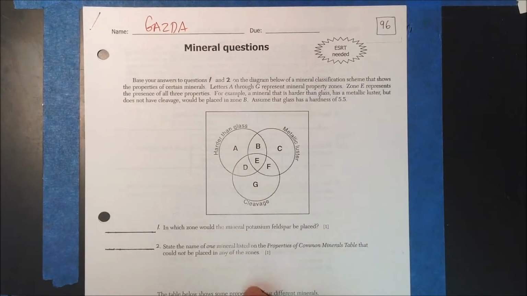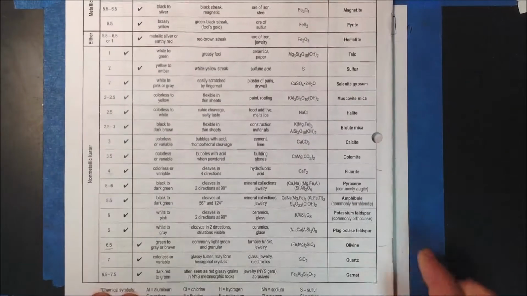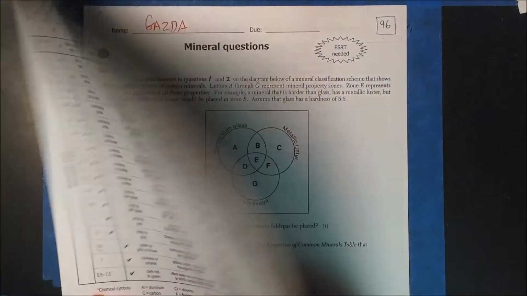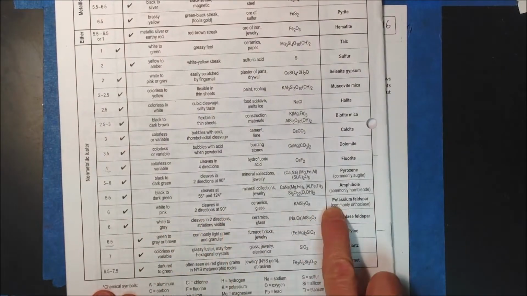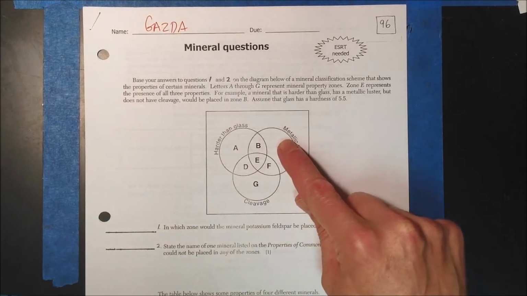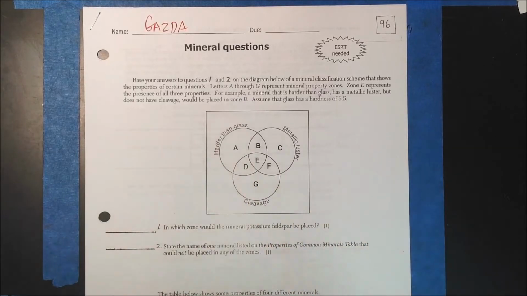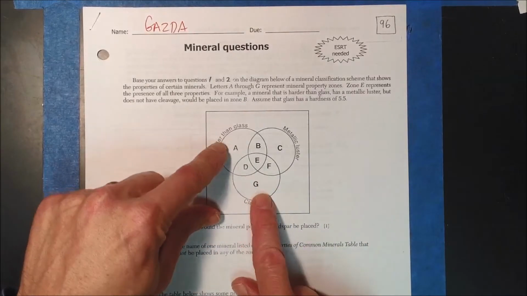Trust me. Basically, it goes down to which zone would the mineral potassium feldspar be placed. So these are harder than glass, metallic luster, cleavage. You need to look here. Potassium feldspar, okay? And you need to look that it is harder than glass, but does not have a metallic luster, and it does have cleavage. Therefore, it will be in D.